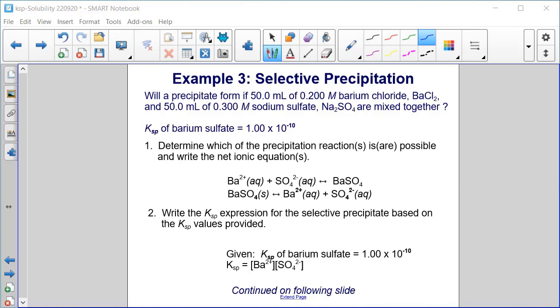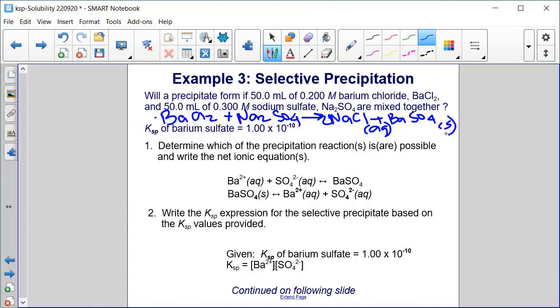All right, so step 1, let's determine which precipitation reactions are possible. So if we are mixing barium chloride and sodium sulfate, what can we produce? We can produce sodium chloride and barium sulfate. We know that sodium chloride is always soluble with that group 1 metal. But we could form a solid with the barium sulfate. So our net ionic equation is the combination of those barium and sulfate ions to form a barium sulfate precipitate.